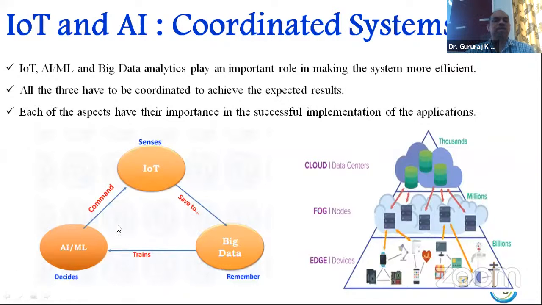Using that data, we can have n number of algorithms, AI and machine learning algorithms, which we can train to take particular decisions or to make our system more efficient. So this way, all these AI and machine learning environments are interrelated, and the coordination between all these three is very essential in order to have expected results or the successful implementation of any applications that we come across.